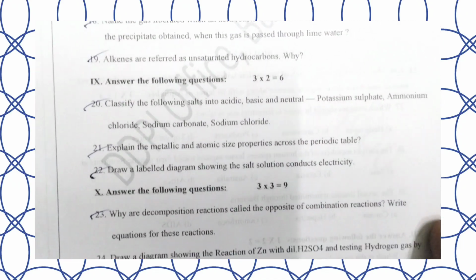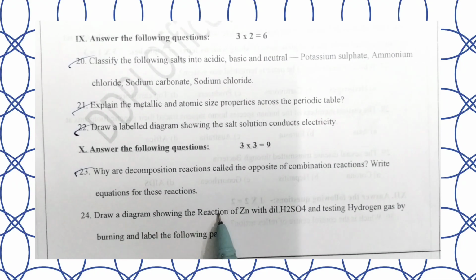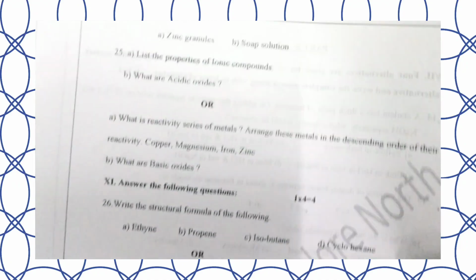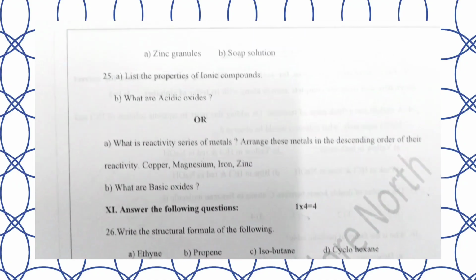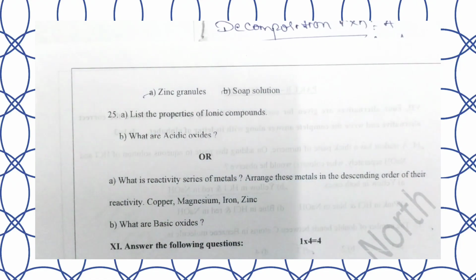In 24th question, what they have given: draw a diagram showing the reaction of zinc with dilute hydrochloric acid and testing hydrogen gas by burning, and label the following parts. The following parts are: zinc granules and soap solution need to be labelled. That is the 24th, the diagram.